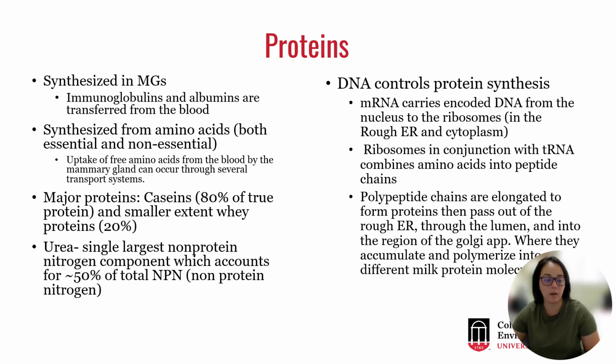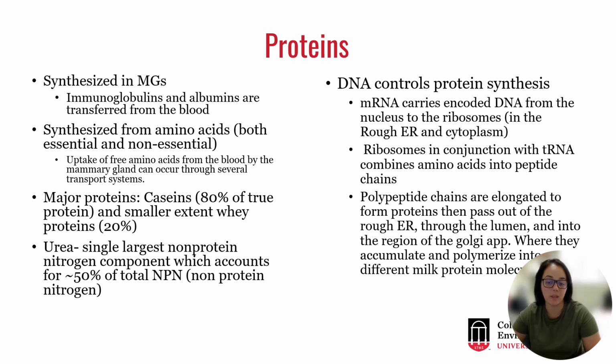When we look at the major proteins that we find in milk, there are two: casein, which makes up about 80% of the true protein in milk, and whey protein, to a smaller extent, which is about 20% of the true protein. And about 50% of the total non-protein nitrogen comes from urea. Urea is one of the single largest non-protein nitrogen components, and again, it accounts for about 50% of the total non-protein nitrogen.